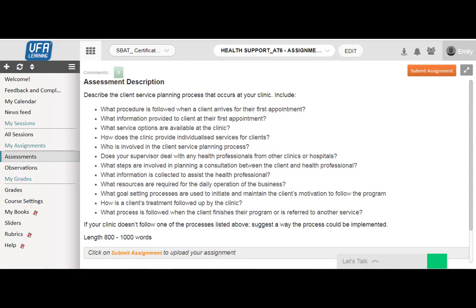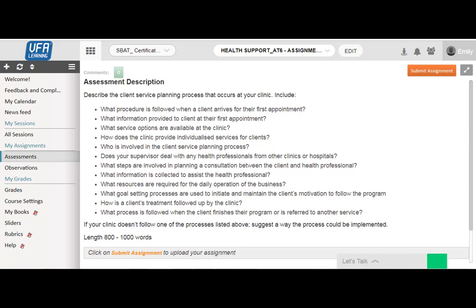You need to discuss what procedure is followed when a client arrives for their first appointment. Is there a specific form that they need to fill out? Is there somebody they need to talk to? What information is provided to that client at their first appointment? What service options are available at the clinic? This could be anything, okay? Especially if you're working in a multidisciplinary clinic, they might offer several services such as physio, massage, podiatry, chiropractic.